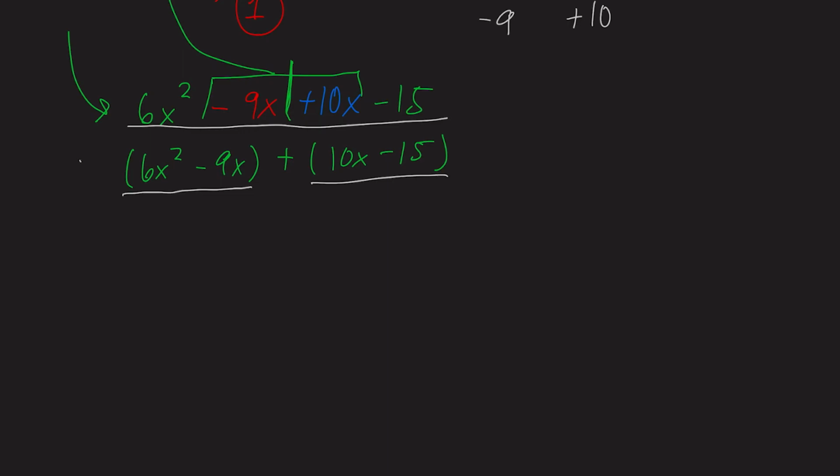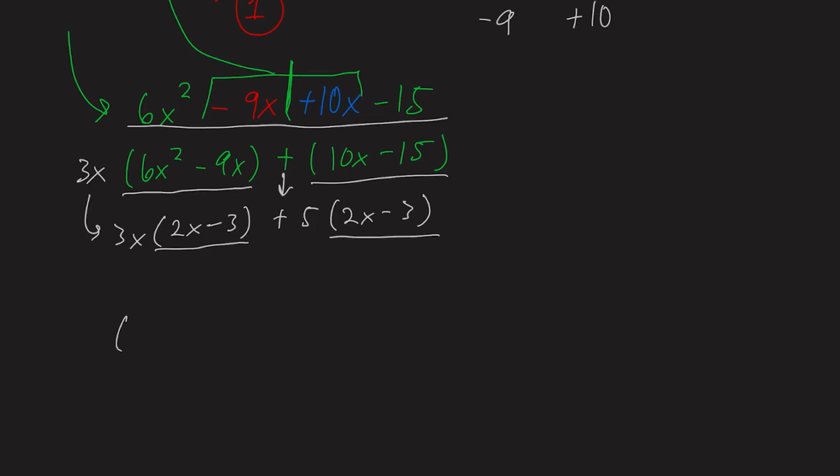I'm going to pull out a 3x on this side, and it's going to leave me with 3x times 2x minus 3. And I'm going to pull out my GCF on this side. I'll notice that my GCF is 5, and that leaves me with 2x minus 3. Now you know you've done this right when you have the same parenthetical expression on both sides. Okay? So we're going to bring down our plus sign.